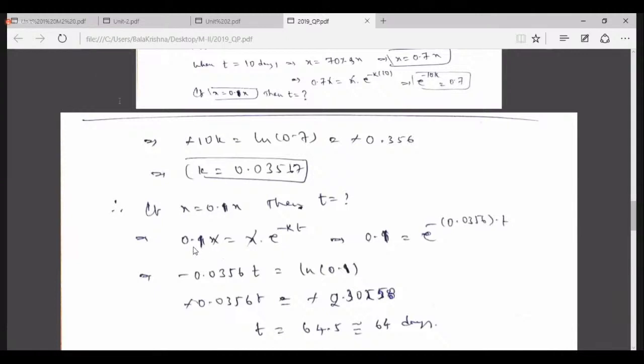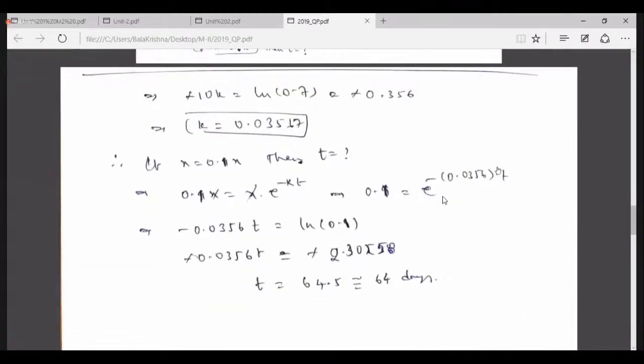So 0.1x is equal to c, that is x e^(-kt). t we don't know, we need to find, with k as it is. So this will be 0.1 is equal to e^(-kt) with this k value. As we require the t value, we should remove this exponential, that is log with base e of 0.1 is equal to this one. Simplifying this one, t we will have as some 64 days. Is this clear now? Is it clear?